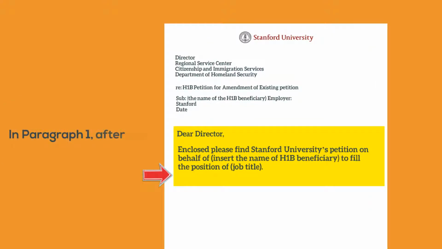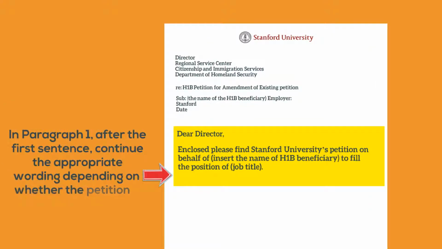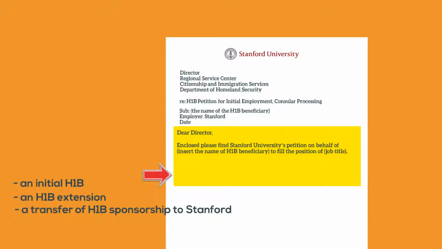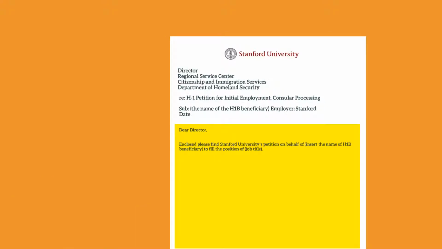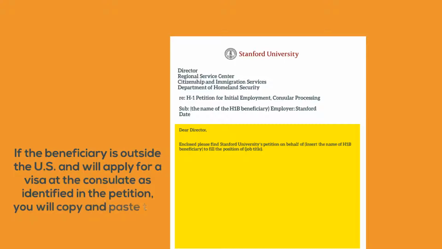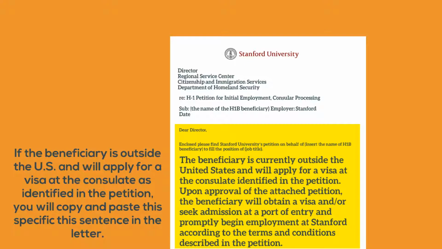In the first paragraph and after the first sentence, you will continue with the appropriate wording depending on whether the petition is for an initial H-1B, an H-1B extension, a transfer of H-1B sponsorship to Stanford, or an amendment of a current H-1B, and whether or not the requested action will be handled by consular processing. If the beneficiary is outside the U.S. and will apply for a visa at the consulate identified in the petition, you will copy and paste this specific sentence in the letter.